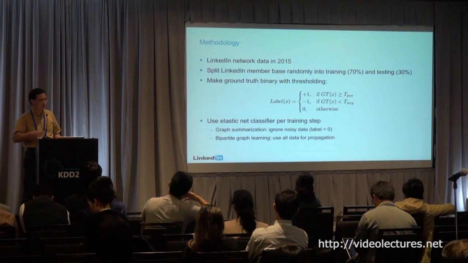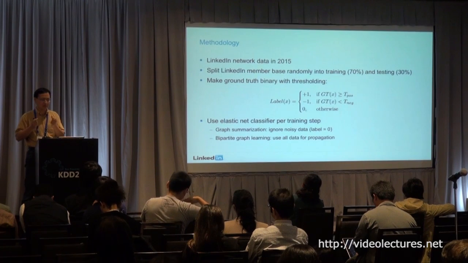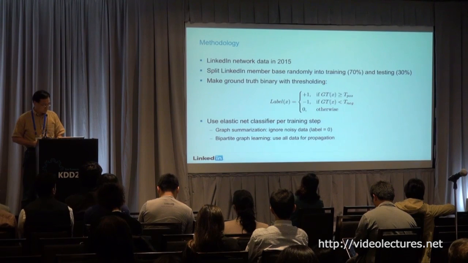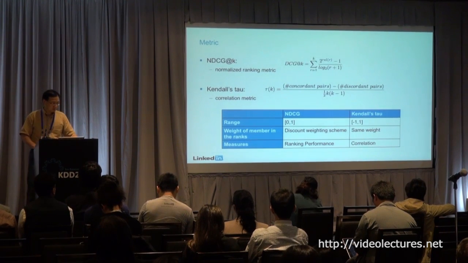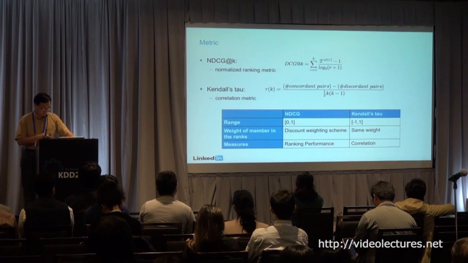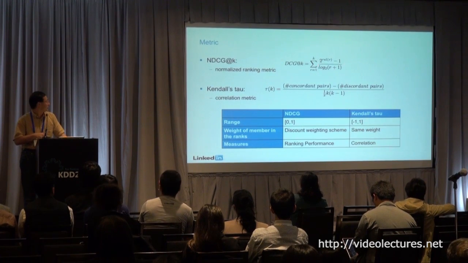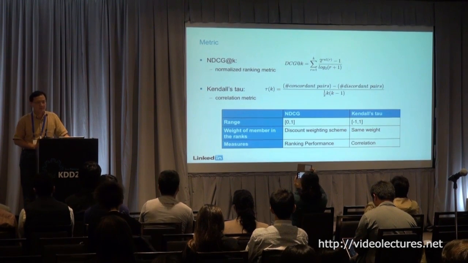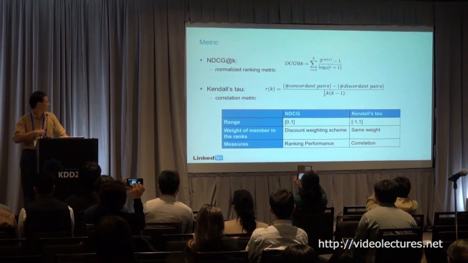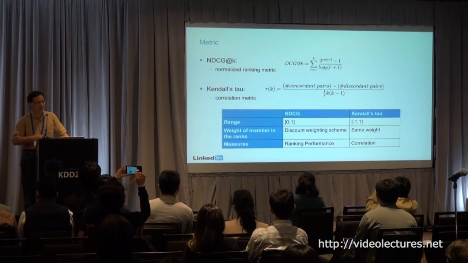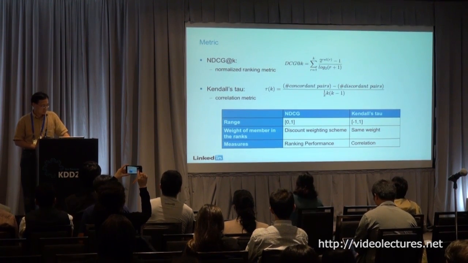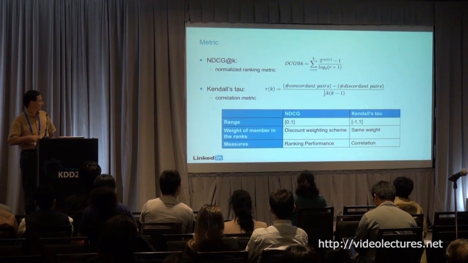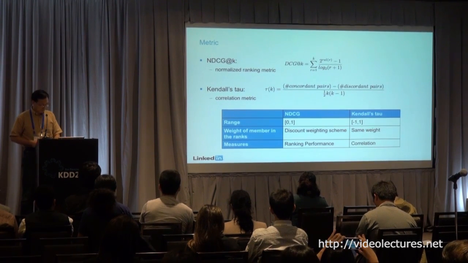For the graph learning approach, because we have to have those testing members in the graph, we use them, but we don't know their actual labels. For the experiment, we use two metrics. One is NDCG, which is standard for ranking. The other one is Kendall's tau, which is more for correlation analysis. If you're a statistician, you tend to use this more; if you're a machine learning person, you tend to use the other. It depends on your expertise and preferences. This is some basic information about these two metrics. They have pros and cons depending on how you look at it.